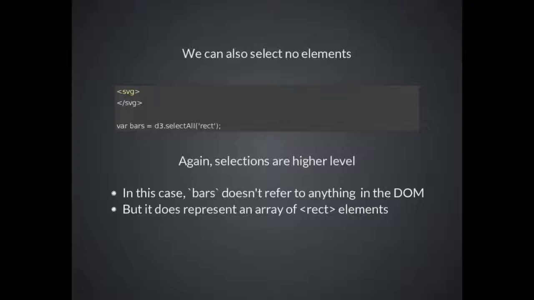Say we just have an empty SVG element in our document, and now we create this local variable bars and we select all the rects. Well, that's kind of weird. Why would we do that?